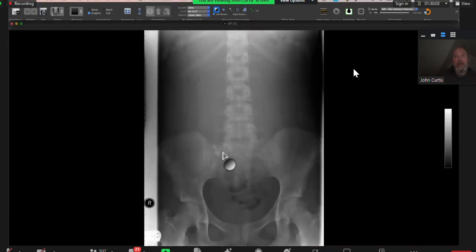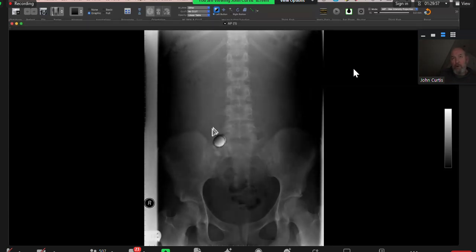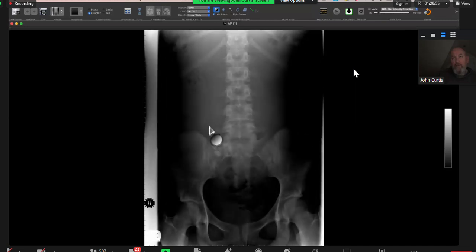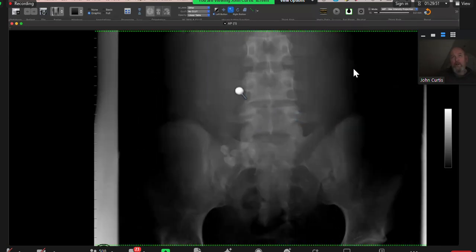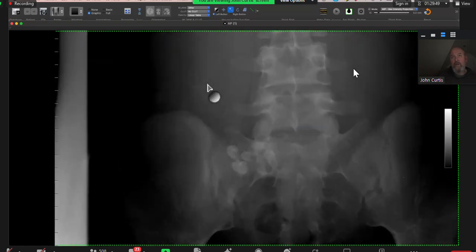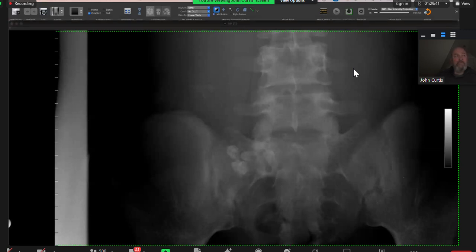That is a cluster of teeth, and just above it, there's some more calcification just there. You can just see it there. And this is all part of the dermoid, and you would confirm that with an ultrasound.